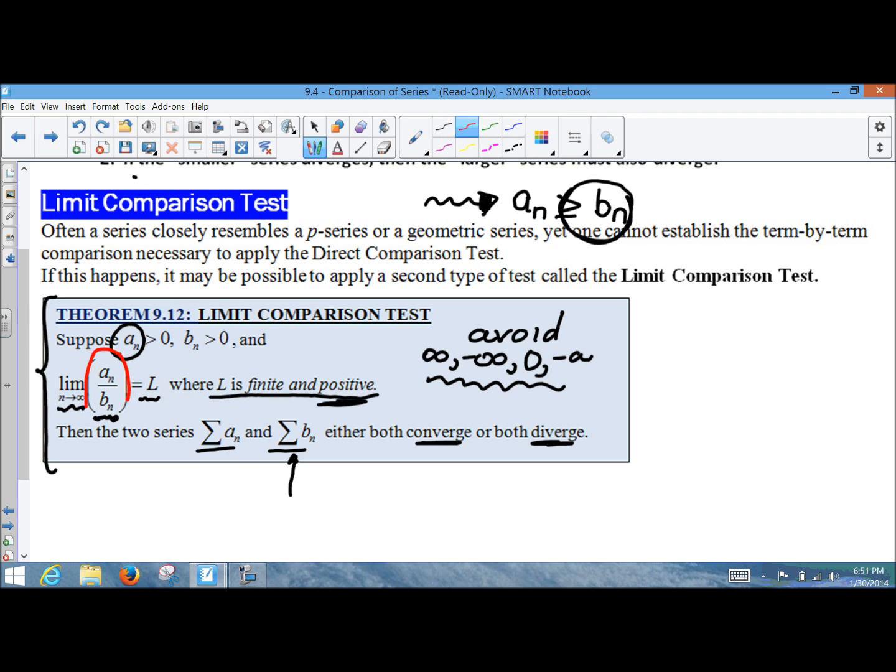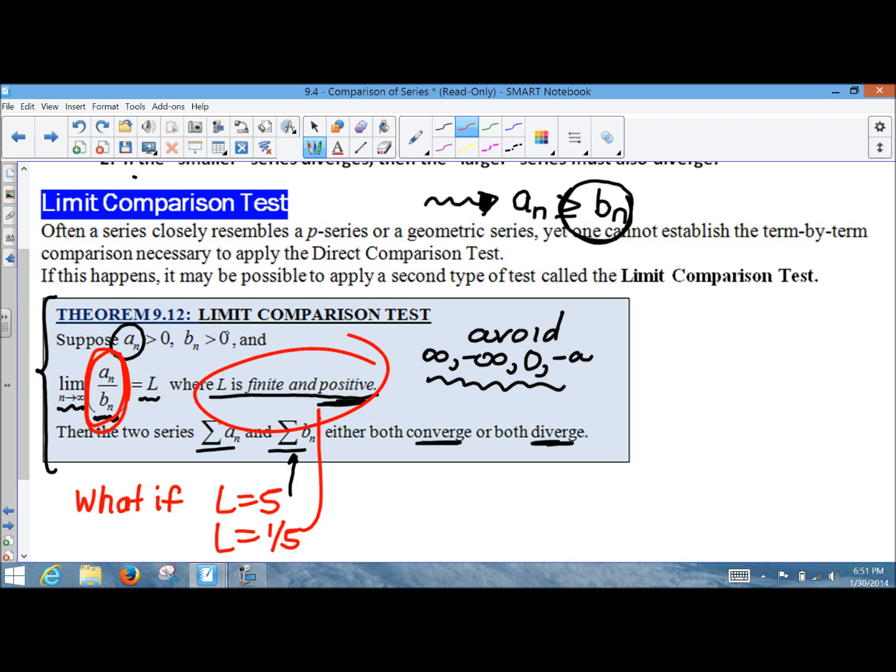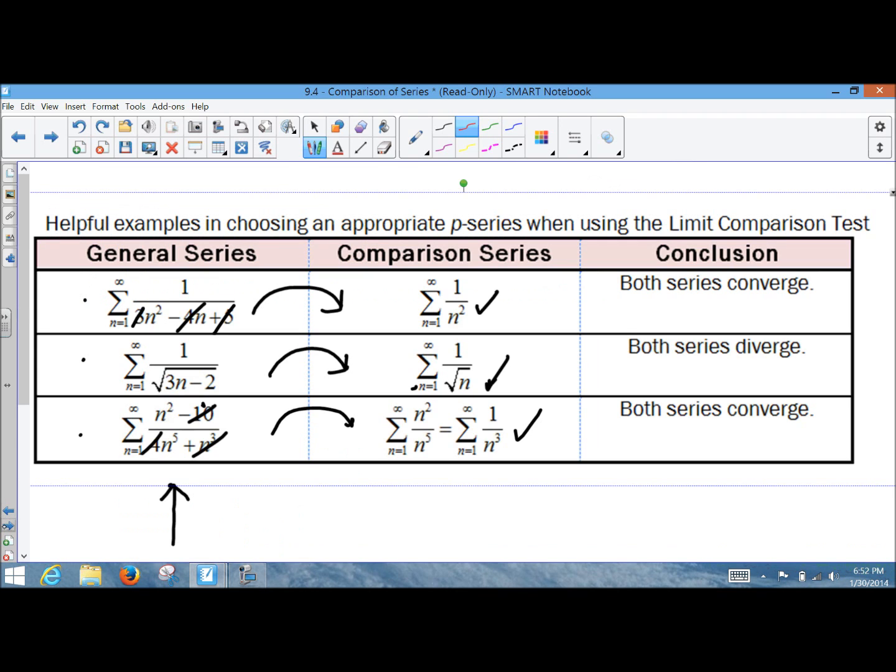Let's say that you put your made-up series, Bn, on top of the original series, An. No harm's done, because L will still be the same kind of entity. For example, what if one way L turns out to be, say, 5? Say we had An on top, Bn on the bottom. Well, if those were flipped, then L would just simply be 1/5. In either case, we're finite and positive. Okay? So let's take on our first example here.